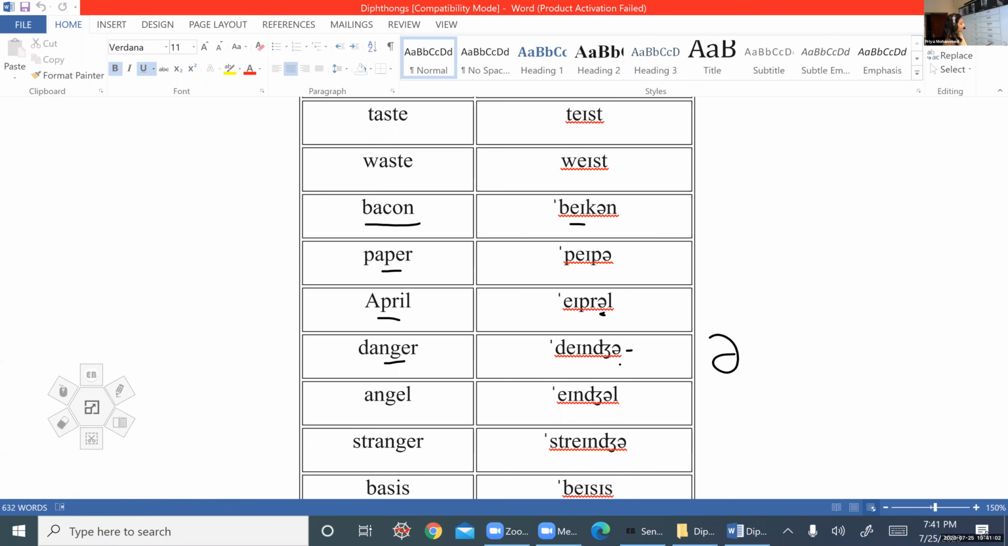Danger. Okay. I hope everybody is writing. If you cannot write, once we finish your class, you can take a photo. You can take a screenshot of this one and spread it.